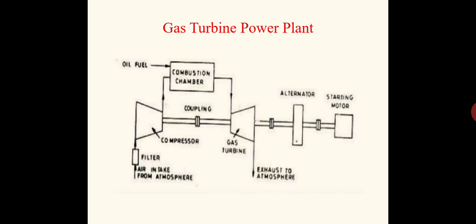The only difference is that in the steam turbine power plant the working fluid used is steam, whereas here we will be using hot gas as the working fluid. In the steam turbine power plant the steam is expanded in the steam turbines, whereas here instead of a steam turbine we will be using a gas turbine as the power producing means or prime mover. So that is the major difference.